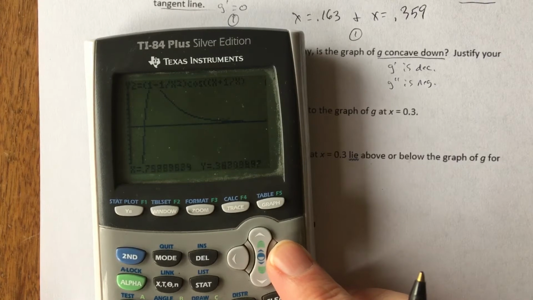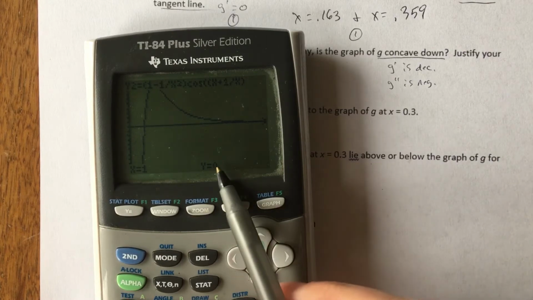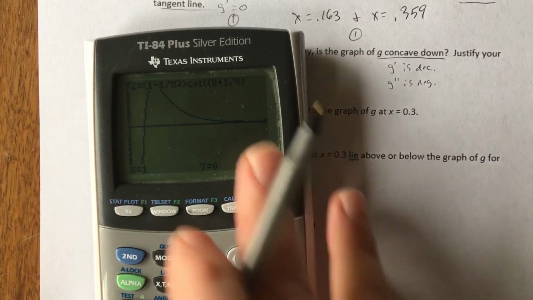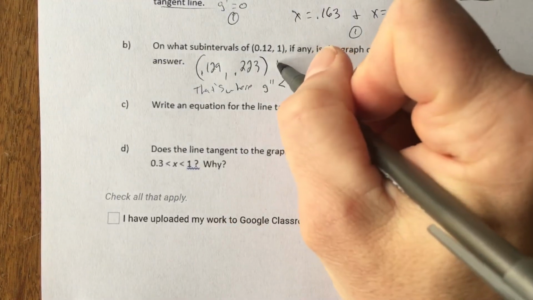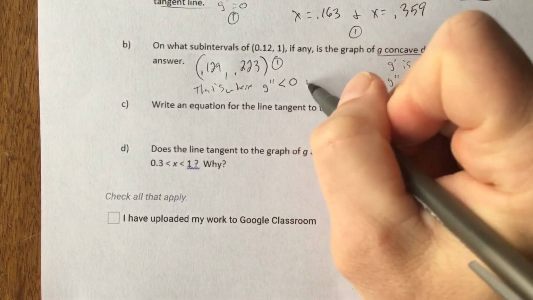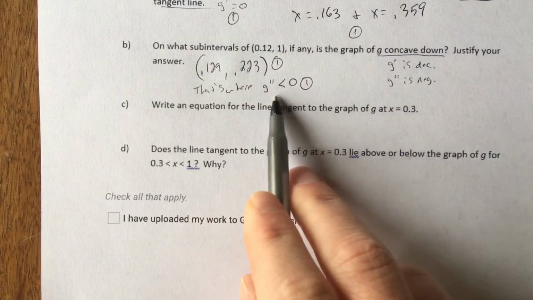As we get closer and closer to 1 there, you see we're getting closer and closer to 0, but it doesn't equal negative anytime there. It equals 0 at the very end, so we're all good. That's the only time that the second derivative is negative. You would have gotten 1 point for that interval and 1 point for the reason why it's that way.